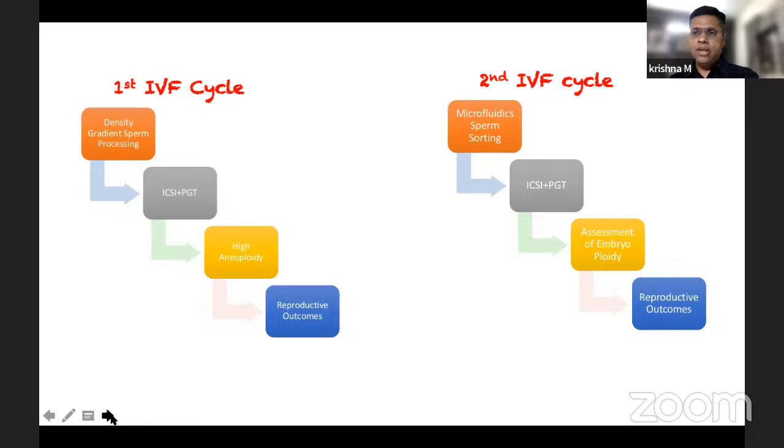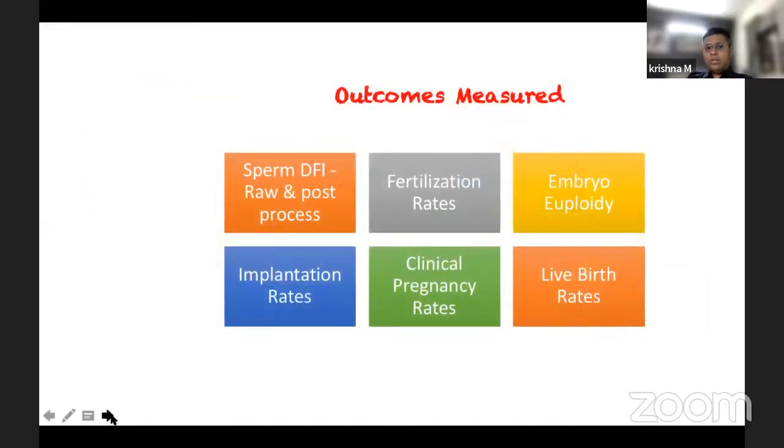So they took the semen sample and made 2 aliquots. They did a DNA fragmentation test on the raw sample. One aliquot went for double density gradient, and then they did sperm DNA fragmentation testing. Another aliquot went to microfluidics, where the sample was again tested for DFI. So they wanted to see which sperm preparation method would give a better separation of sperm with good DNA integrity. Apart from the ploidy, these were the outcomes measured: sperm DNA fragmentation on raw sample and post process, fertilization rates, embryo euploidy rates, and in pregnancy outcomes, implantation rate, clinical pregnancy, and live birth rates.